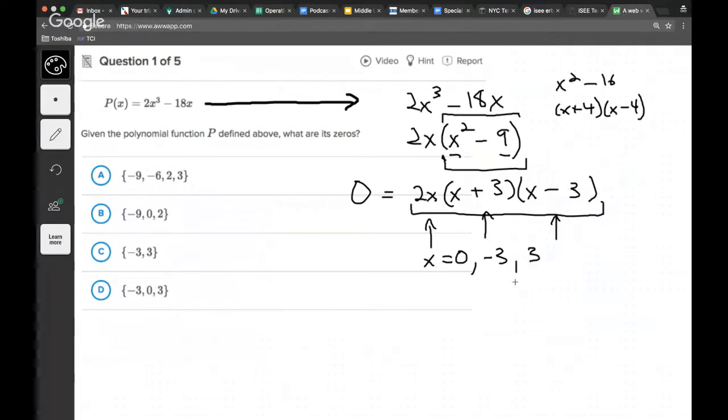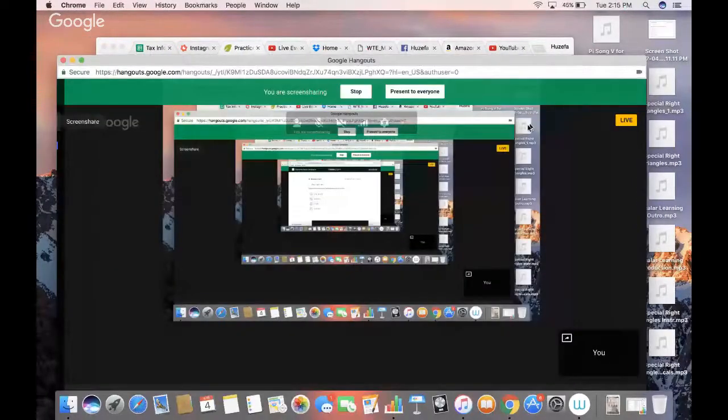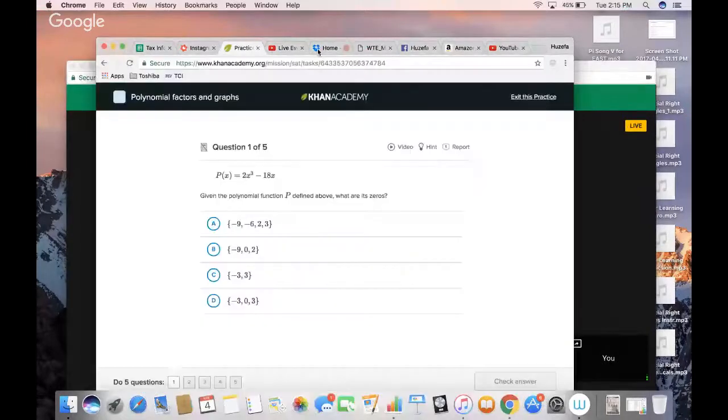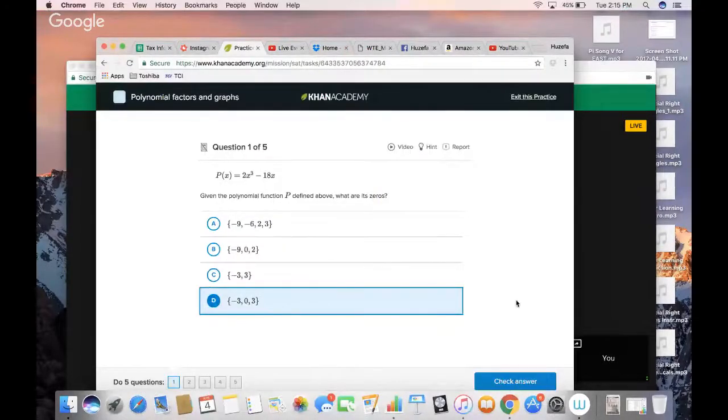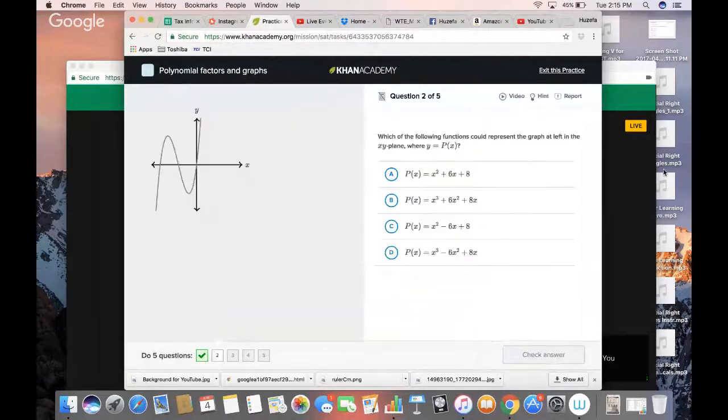So we have our 3 zeros, and if we write them in order from least to greatest, negative 3, 0, 3. And they put it in set notation kind of like this. There's your answer, D. So let's go ahead and input that over here. Hold on a second. We're going to go to this and D, make sure that is correct. And it's good. All right, we're good to go. Let's do this next one here.